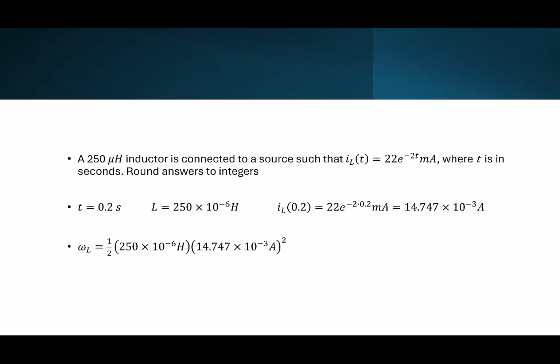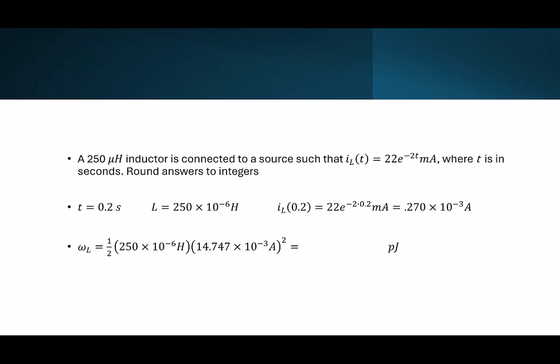We have 1/2 times 250 times 10 to the negative 6 henries times 14.747 times 10 to the negative 3 amps squared. In our first example, we said a henry times amp squared is a joule, and when we multiply 10 to the negative 6 times 10 to the negative 3 squared, we'll get 10 to the negative 12, which is a pico. This lets us skip right to a picojoule as our unit.